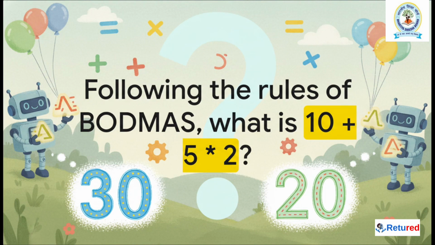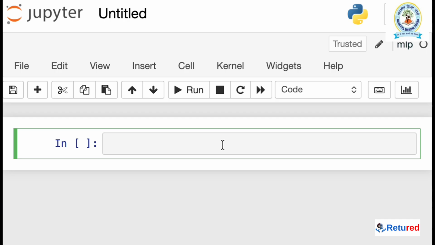Okay, time for a little puzzle. Using those ancient principles of logic that you've learned in math class, the BODMAS rule, what's the answer to this? 10 plus 5 times 2. Now think carefully. Is the answer 30 or is it 20? The answer is 20. And this shows us something really important.